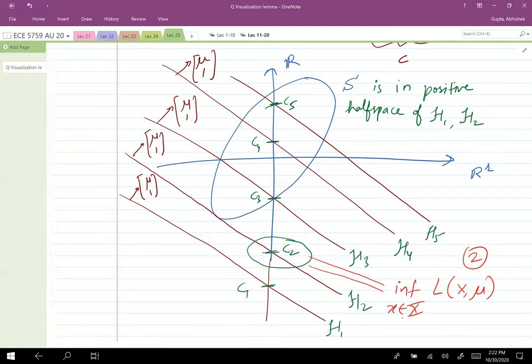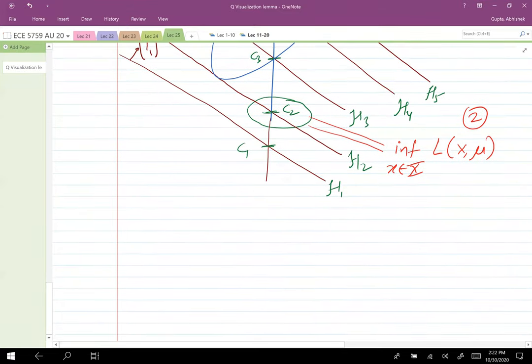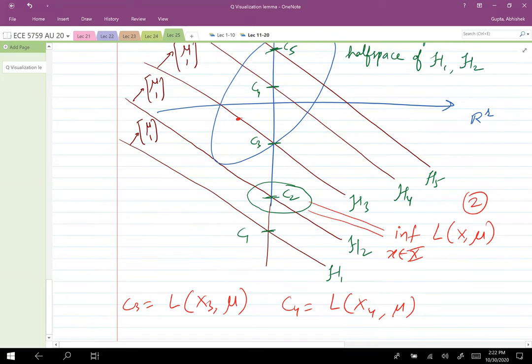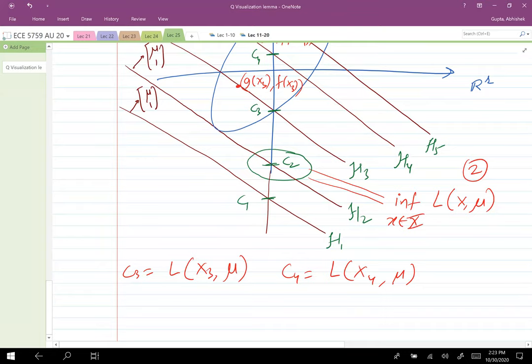If you look at any of these values C1, C3, C4, C5, okay, let's look at C2. Let's say C3 is L of x3 comma mu, C4 is L of x4 comma mu. Let's say this is my point g(x3), f(x3). There is a point g(x4), f(x4). So all of these intercepts are equal to the Lagrangian evaluated at some point.